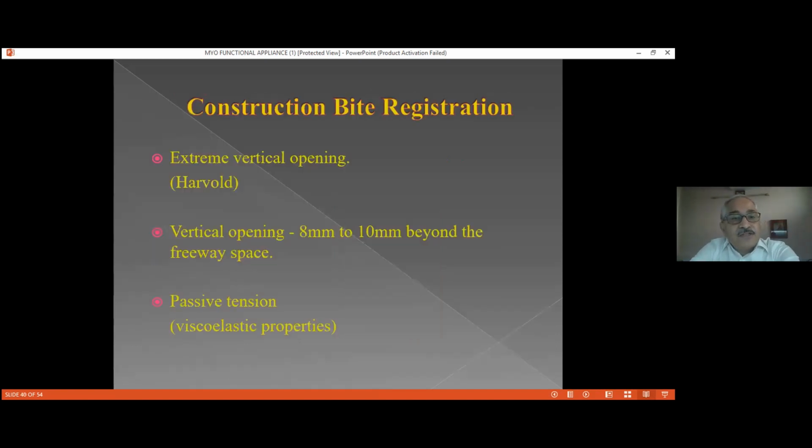Now, the construction of the bite, extreme vertical bite opening was given by Howard Woodside, and minimal sagittal forward positioning, or you can say sagittal forwarding of the mandible is minimal, whereas the extreme vertical bite opening was being recommended. The vertical opening as recommended by Howard Woodside was 8 to 10 beyond the freeway space. Say freeway space is 2 to 4, then it will be added to 8 to 10. And this brings about the elicitation of the viscoelastic properties of the muscles and brings about the changes. This brings about the passive tension.